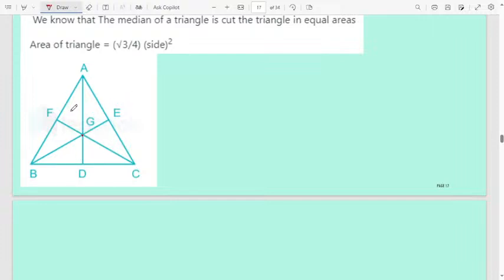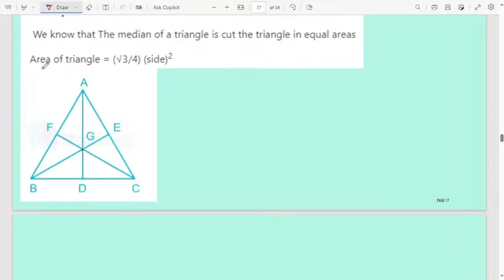When the medians cut the triangle, each cuts it into two equal halves. That you have to keep in mind. Then the area of the triangle will be equal to the area of a quadrilateral into 3. That also you have to remember. One more thing, how to find the area of a triangle: area of a triangle is root 3 by 4 side square. That formula also you have to remember.